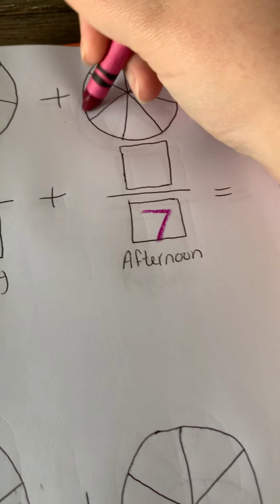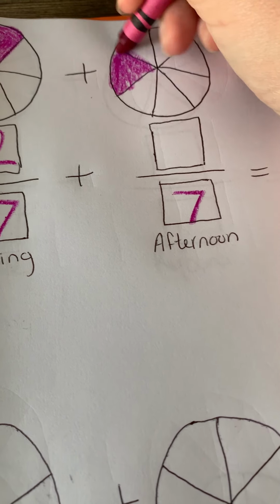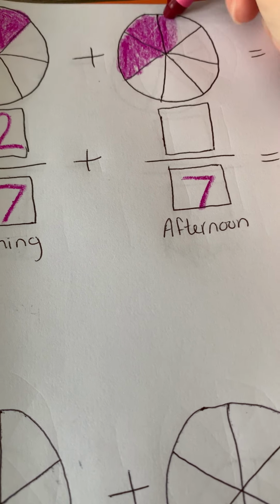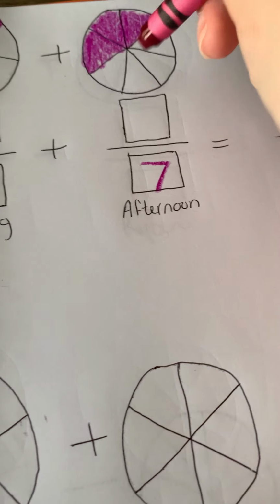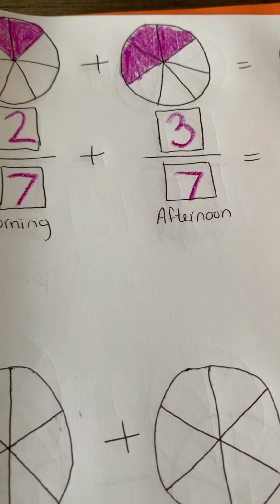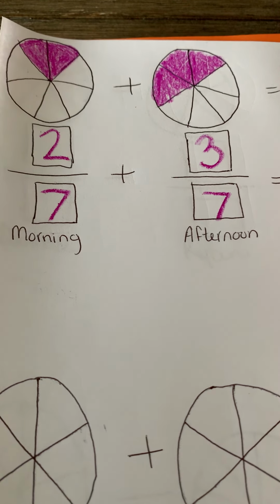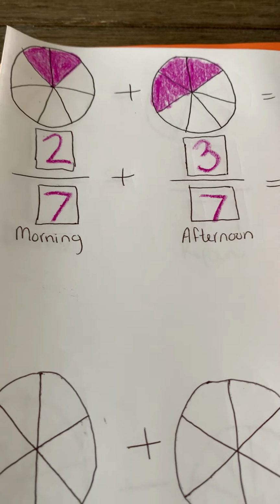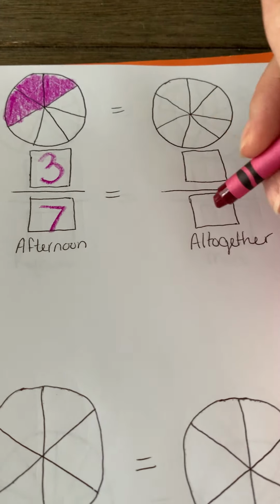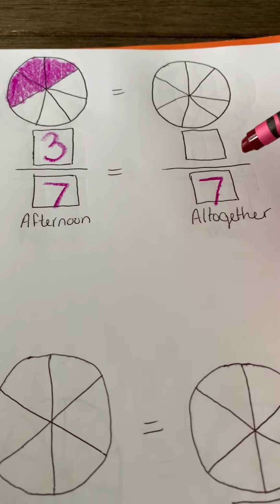So we have to shade in 3 pie slices. 1, 2, 3. So we're going to write 3 in our top box. Okay, and so now what we have to do is we have to add these 2 together. And we already know we have 7 envelopes, so that's just going to stay the same.